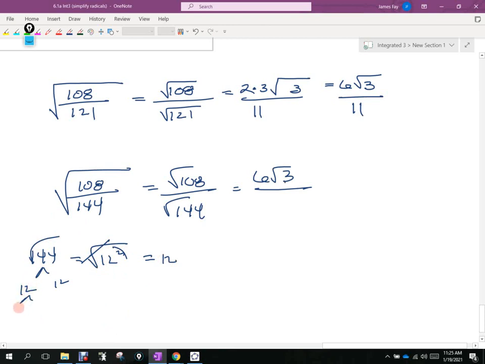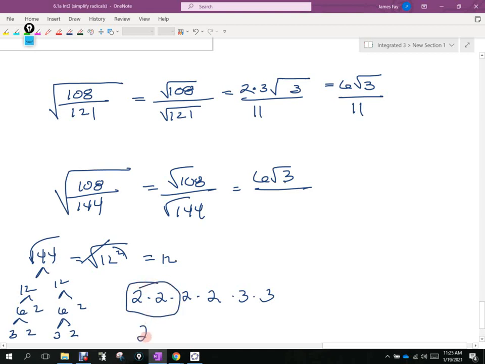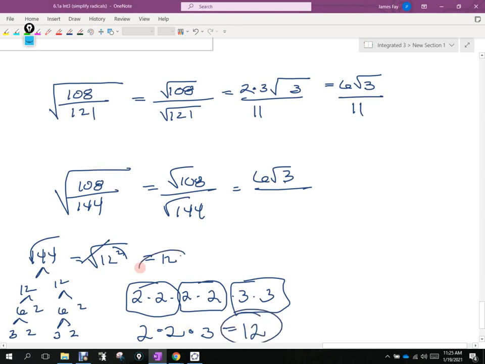12 goes down to 6 and 2. And then 6 goes down to 3 and 2. So now I've got 2 3s and 4 2s, right? So 2 times 2 times 2 times 2 times 3 times 3. Is that a group of 2s? Comes out of the radical, right? Is that a group of 2s? Comes out of the radical, right? Is that a group of 3s? Comes out of the radical, right? What's 2 times 2 times 3? It's the same thing as that. So we get 12 here.